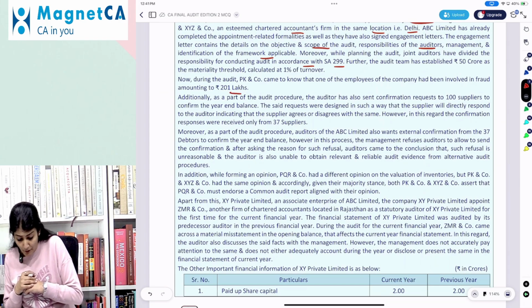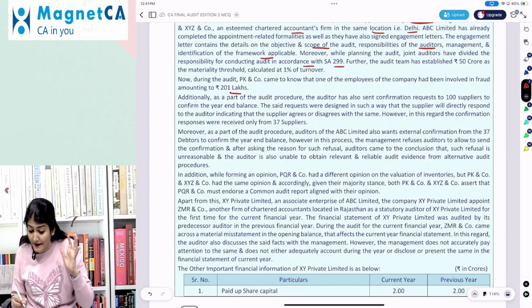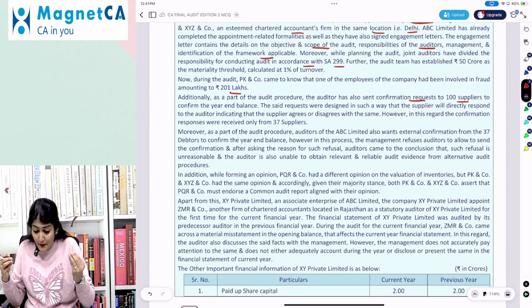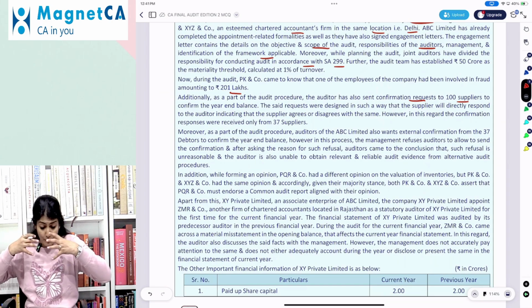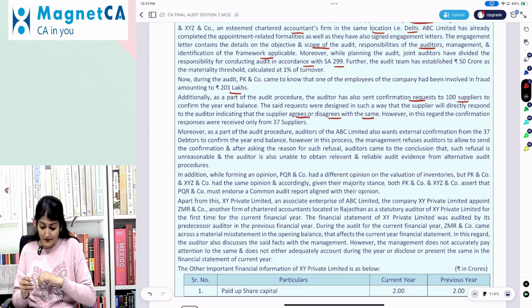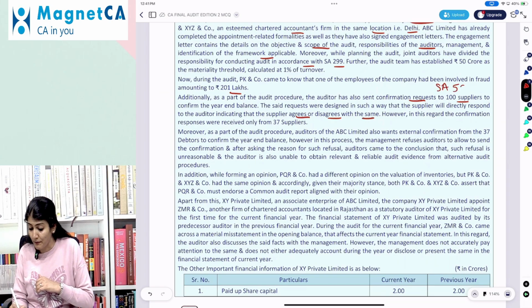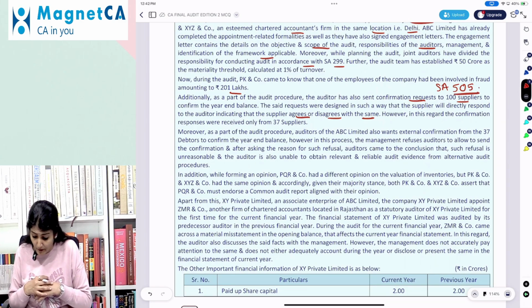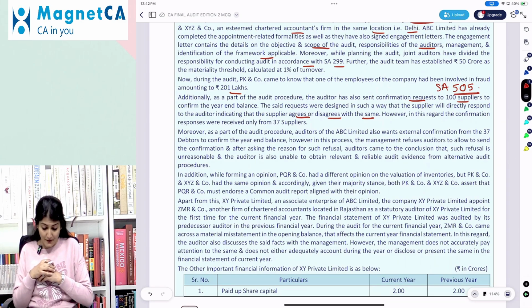Additionally, as a part of the audit procedure, the auditor has also sent the confirmation request to 100 suppliers to confirm the year-end balance. The said requests were designed in such a way that the supplier will directly respond to the auditor, indicating that the supplier agrees or disagrees with the same. So SA 505, positive confirmation request. However, in this regard, the confirmation responses were received only from 37 suppliers.